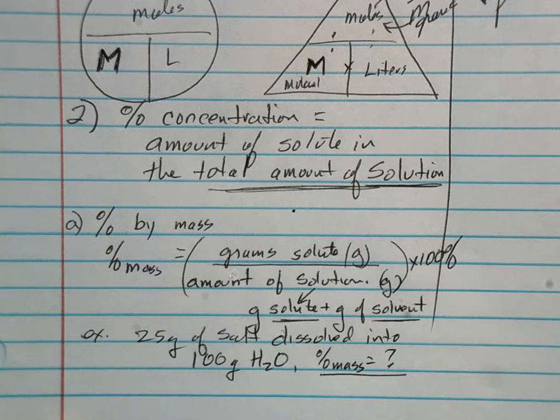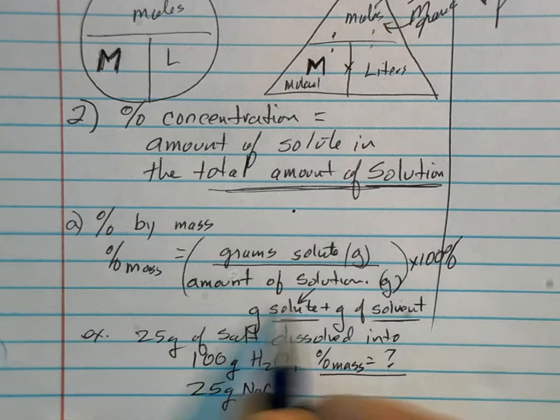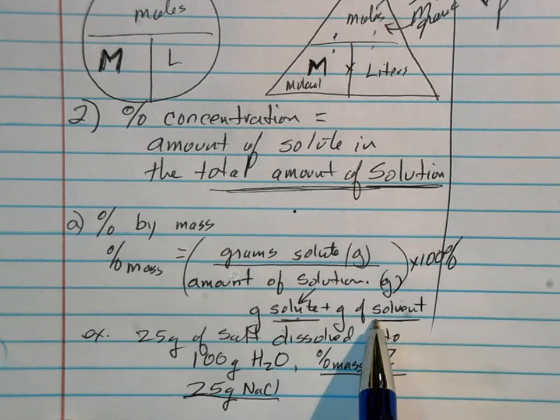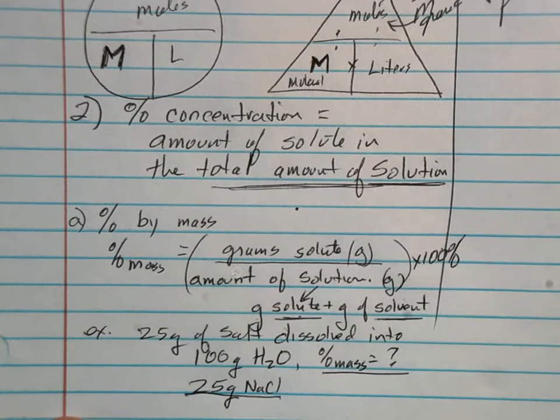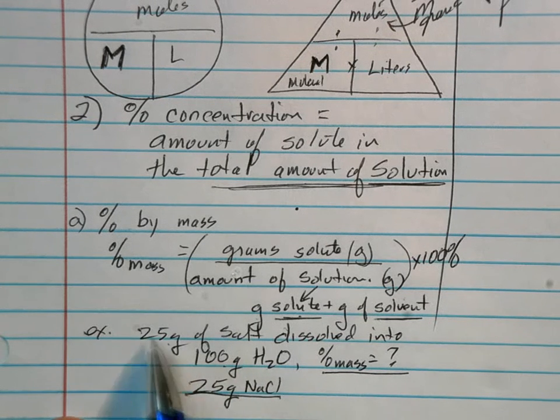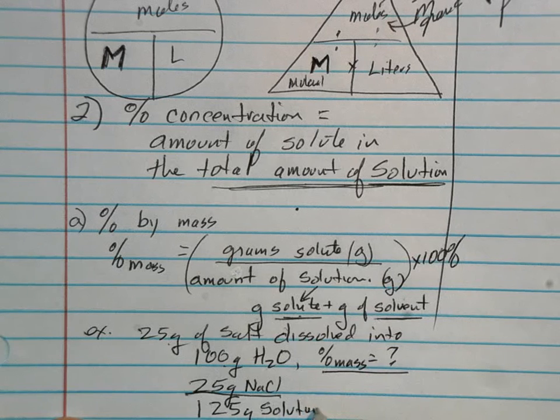25. Thank you. Yeah, I've got these older ears. 25 grams. I'm just going to put NaCl. That's our solute. We've got to divide that by the amount of solution, the grams of solute plus the grams of solvent. So we've got 100 grams of solvent. That's the water. So what's 100 plus 25? 125. That's going to be 125 grams of solution. And then we need to multiply that by 100%.